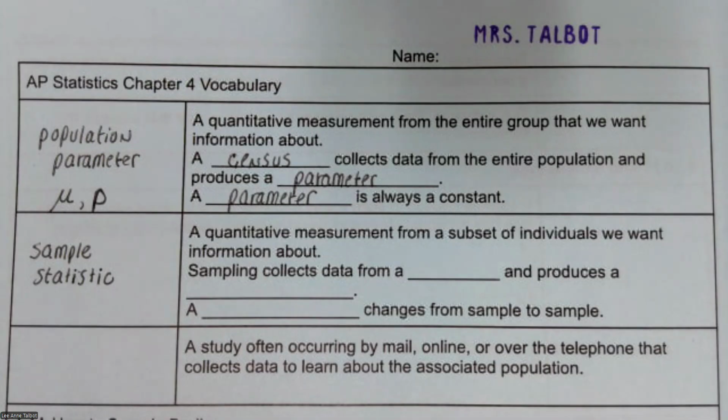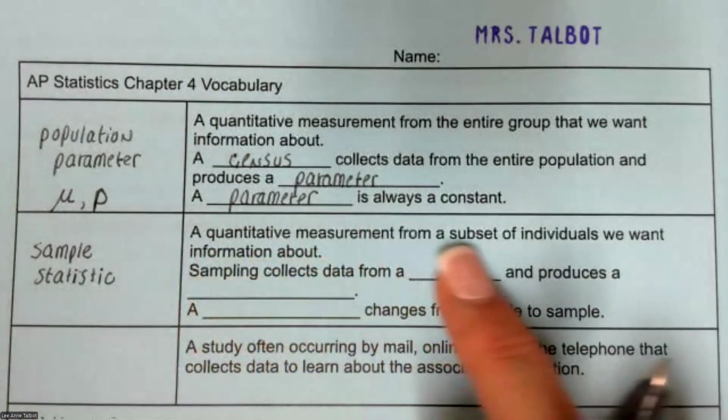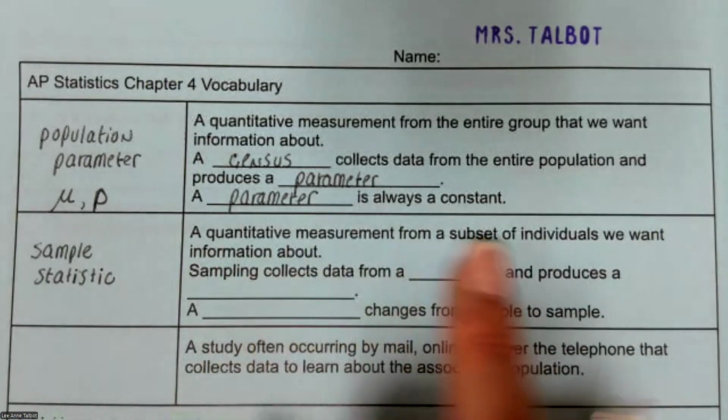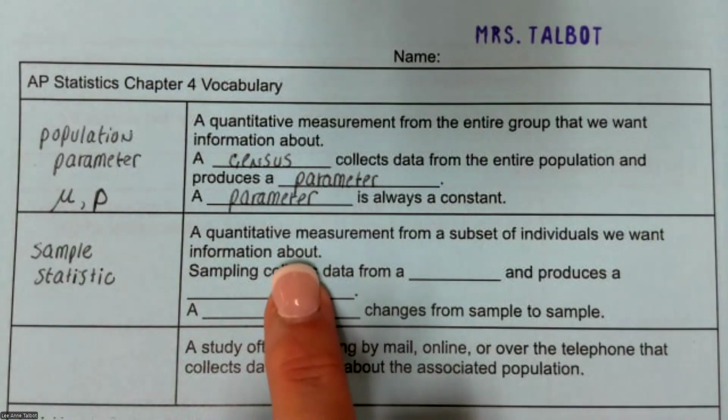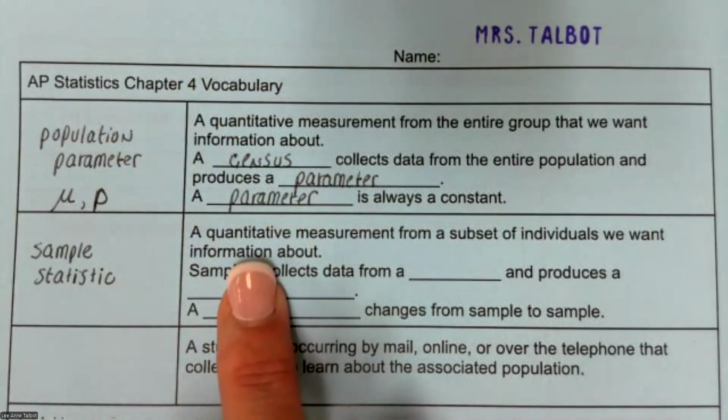The whole point of a statistic is to try to figure out the population parameter because you don't know it. So you use a statistic to estimate because you're just too lazy to ask everybody, usually. A quantitative measurement from a subset of individuals we want information about. So it just means we only ask a few or a couple or several, not everybody. So everybody, just a few.